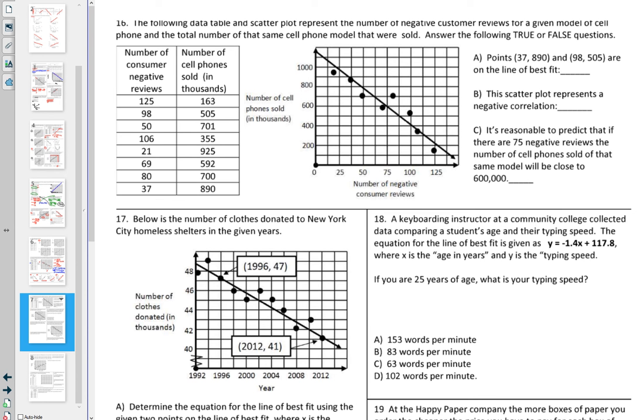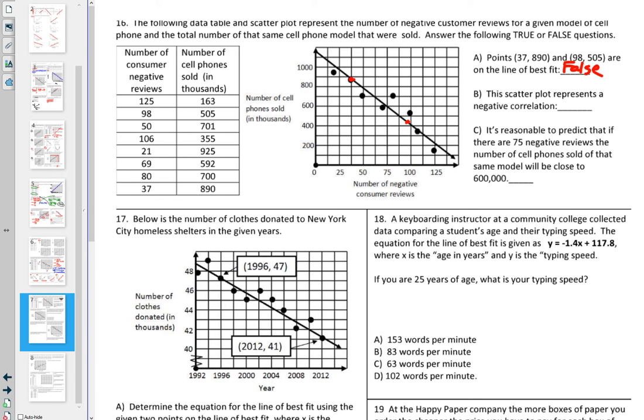So 37 is right around between 25 and 50. And 890, yeah, it looks like it could be. And 98,505: 98 would be just before 100. No, that's not even close. It would have to be above that line. So this will be false.